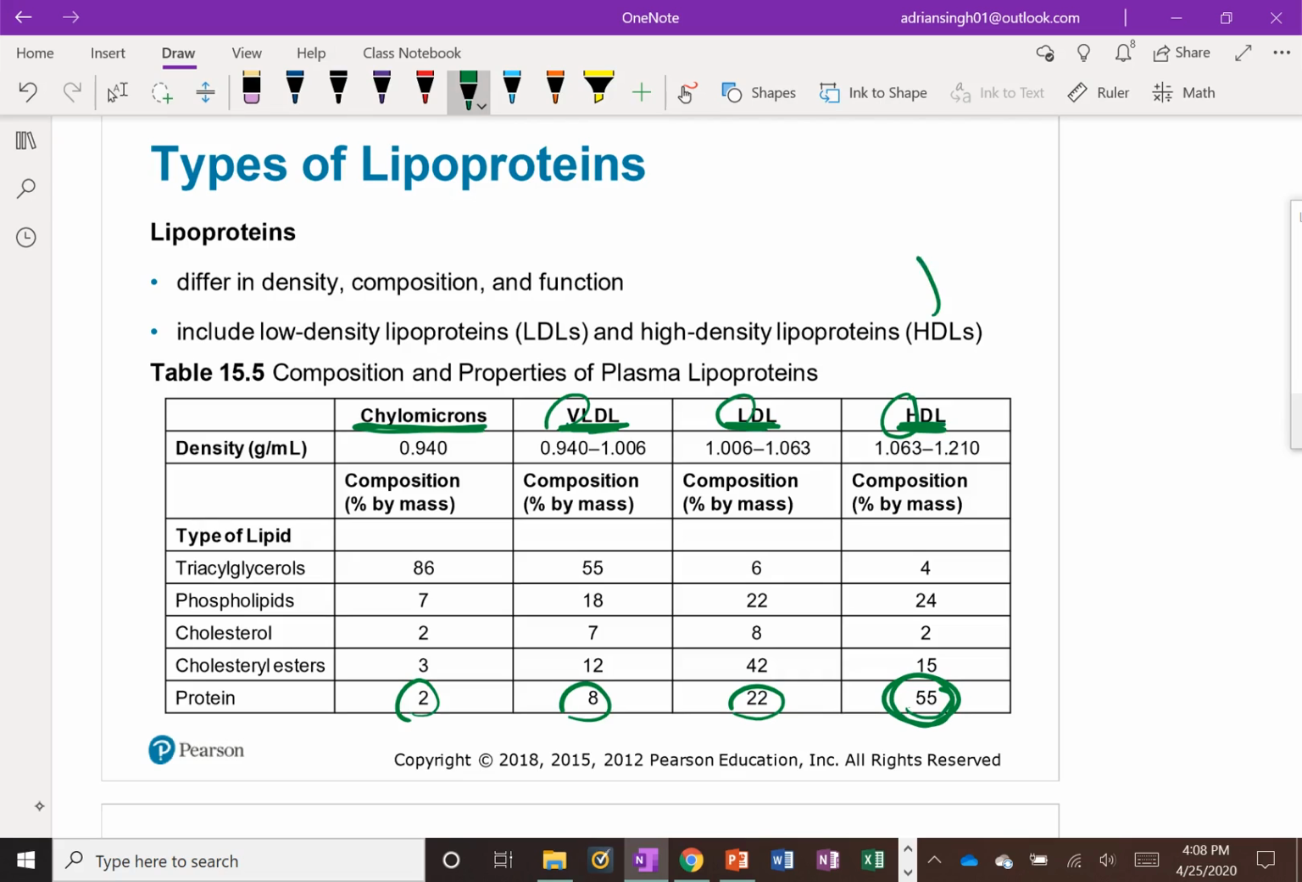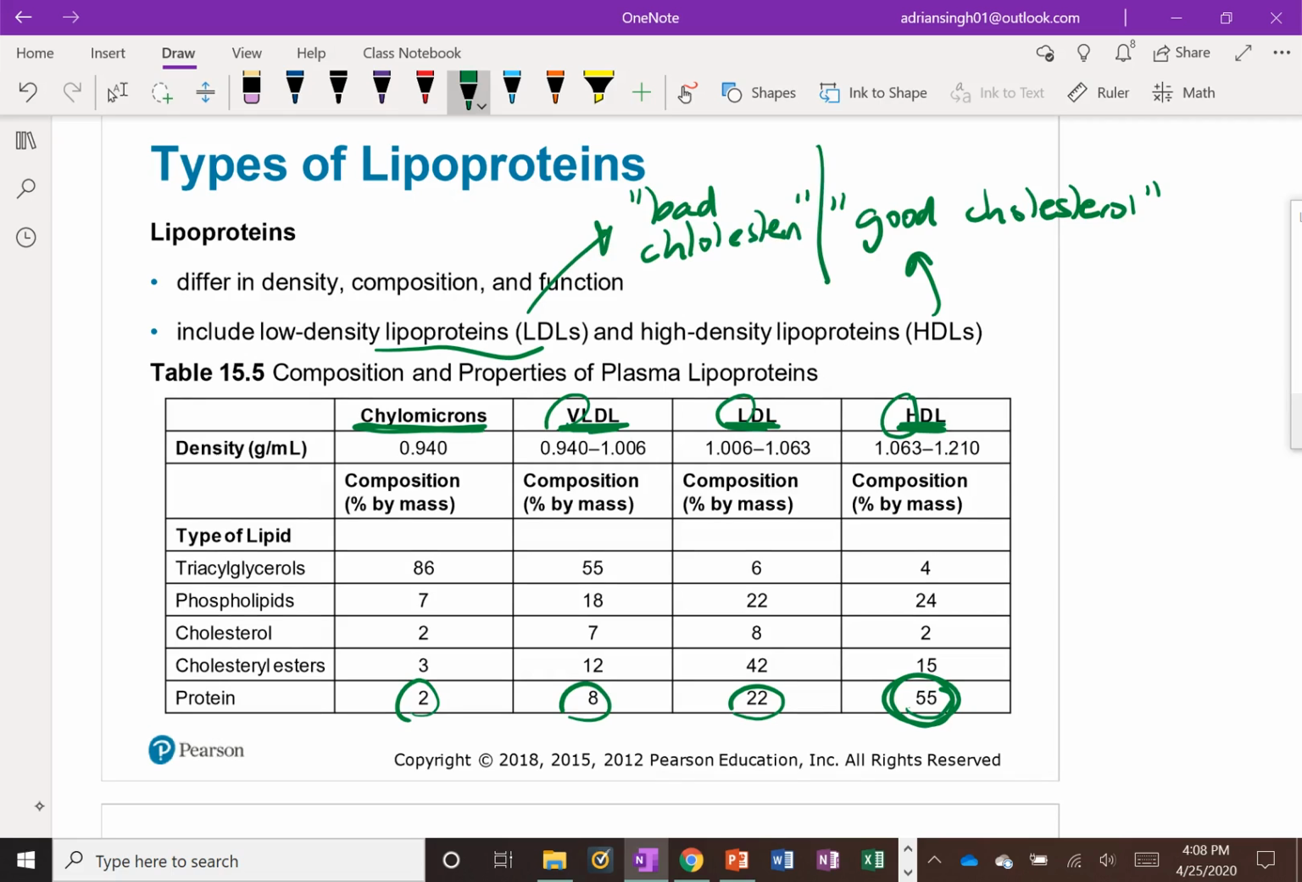As a reminder, also, your HDLs are considered your good cholesterol or good lipids, and your LDLs are considered your bad lipids or your bad cholesterol. And really that has to do with how much of each of those you have.